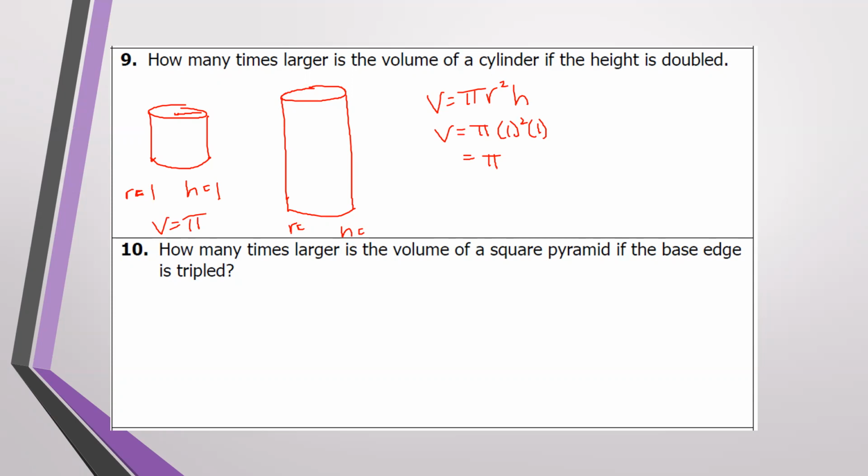Then you have a new cylinder. The height is doubled. So if the height of the first cylinder was 1, the height of your new cylinder is 2. The radius didn't change. So the volume of your new cylinder is pi times r squared times h, 2 pi. So the volume of this guy is 2 pi. Now you have to compare your old volume to your new volume. How do you go from your old volume to your new volume? Oh, you multiply by 2. So how many times larger is the volume? The volume is 2 times larger.